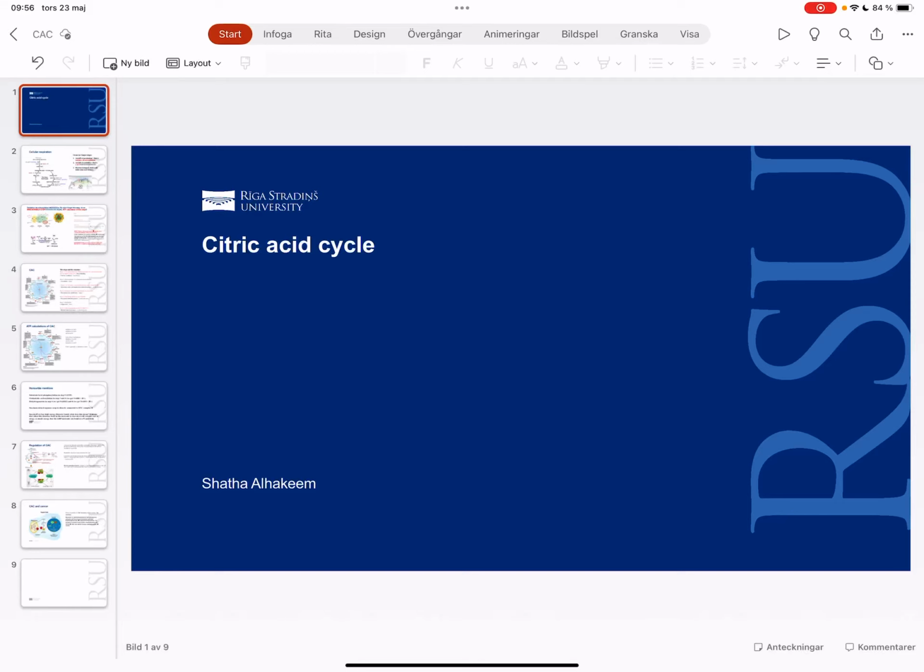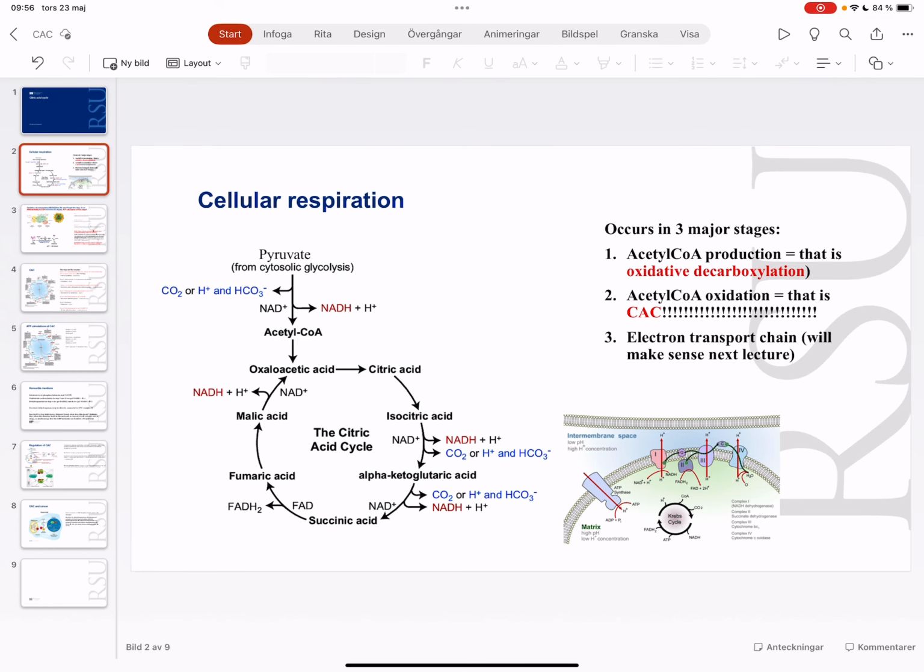Okay, so let's talk citric acid cycle. First of all, cellular respiration will occur in 3 steps, and it is basically the pathways that will give us energy, and we'll use oxygen and produce carbon dioxide. So it occurs in 3 steps.